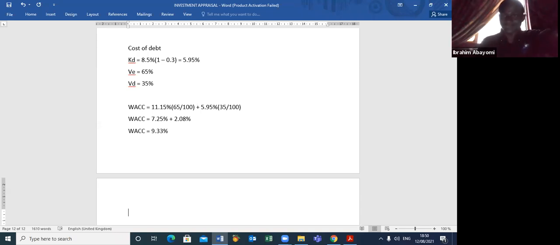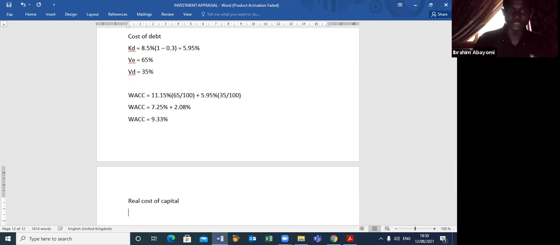Our cash flow is real. And here you have a nominal cost of capital. What do you need to do? You need to convert this 9.33 from nominal to real. So let's convert to real cost of capital using Fisher's equation.